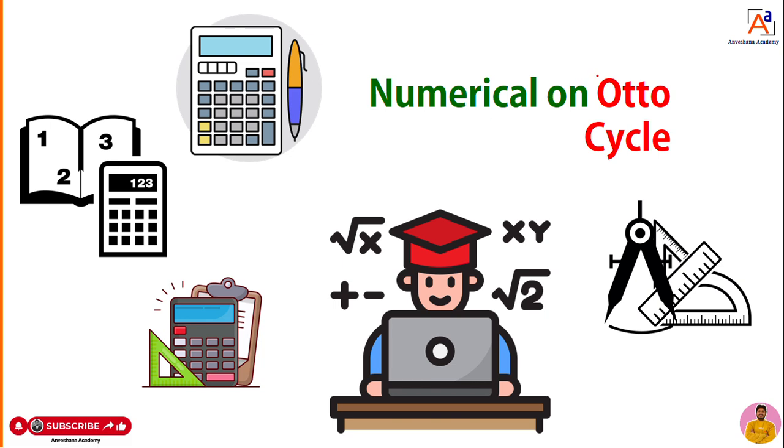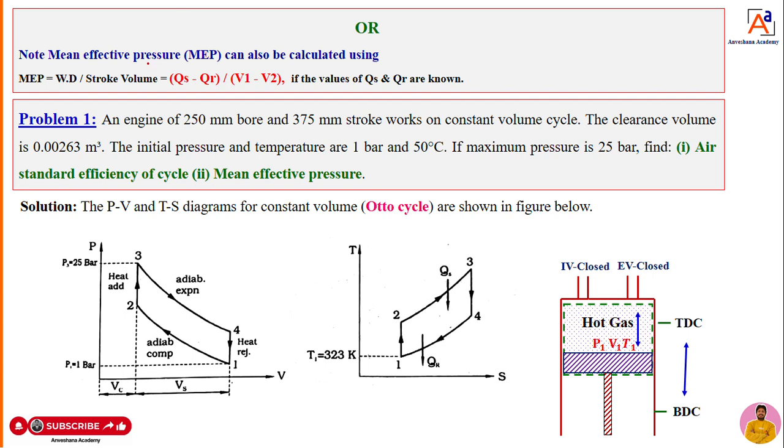So, numerical on Otto cycle. The topic is numerical on Otto cycle. We are discussing the first numerical. That numerical was solved with one method. With the help of another method, we can solve the same numerical. Now, what is the other method? With the help of work done to stroke volume, that is mean effective pressure.